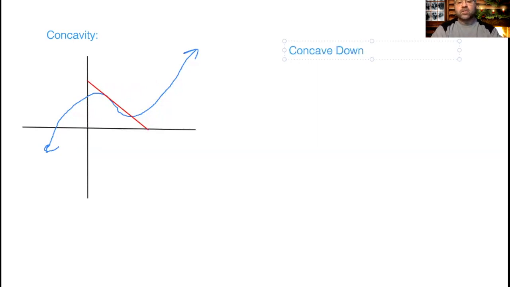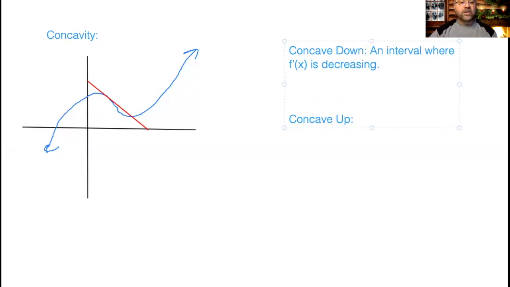Concave down, an interval where f prime of x is decreasing. Okay, so it's okay that it starts out positive, it just turns into decreasing, right? Well, as you can probably guess then, what happens for concave up?